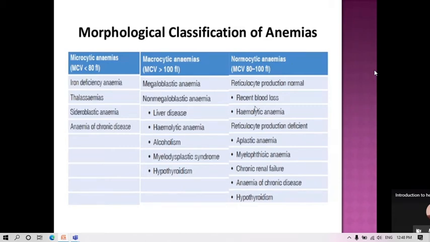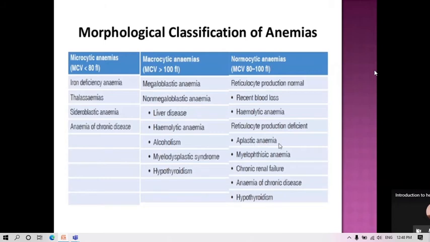And if you are seeing that the morphologically normocytic normochromic cells are there, but the reticulocyte count is also very low, then you have to think of what is wrong, because reticulocytes tell you about the capacity or efficacy of the bone marrow to produce cells. So if the reticulocyte count is low with normocytic normochromic morphology, it means some problem is there in the bone marrow. It can be because of aplastic anemia.